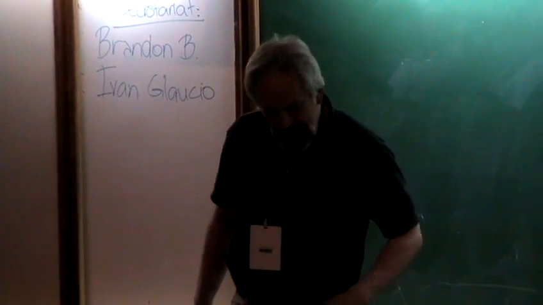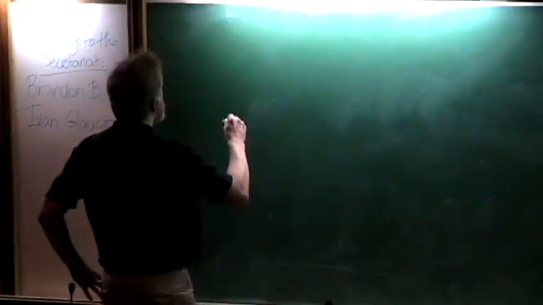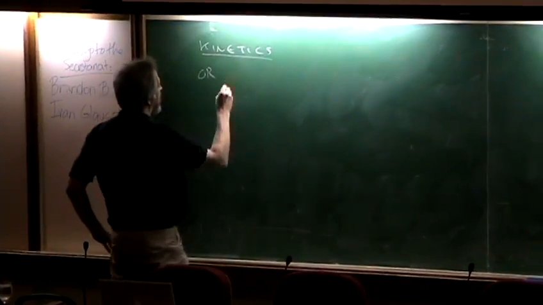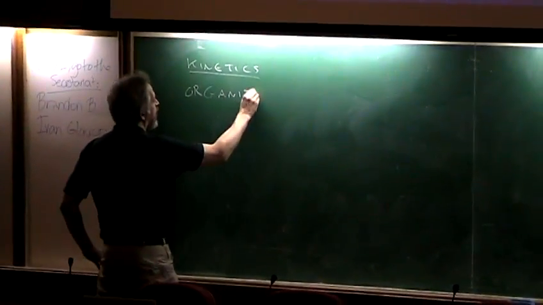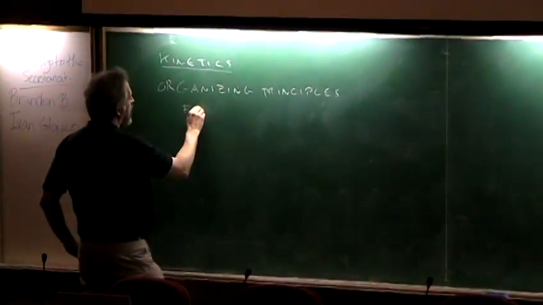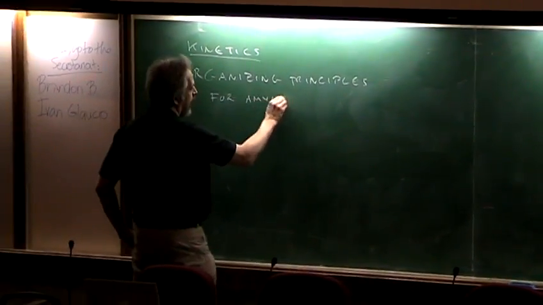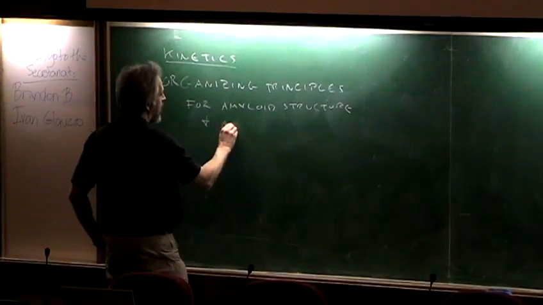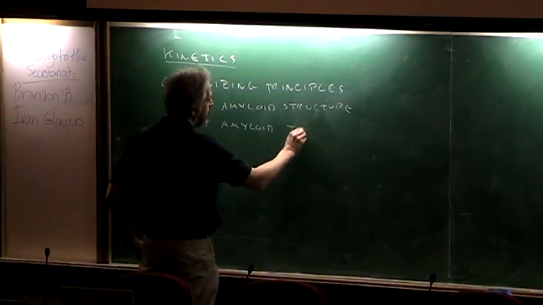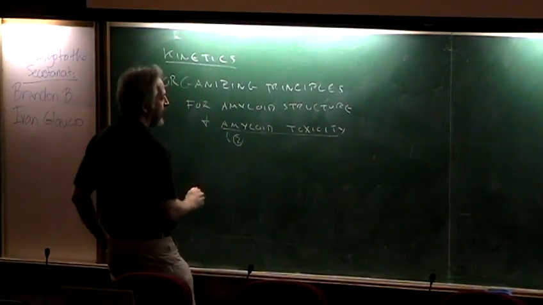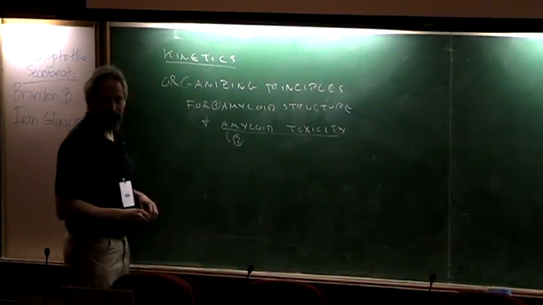Okay. So in today's lecture, I want to discuss mainly some issues about organizing principles. I want to finish up some on kinetics as relevant to protein aggregation. Then I want to talk about organizing principles for amyloid structure and the extent to which those connect to amyloid toxicity. And so I will hit two organizing principles of amyloid toxicity today and three organizing principles of amyloid structure today.